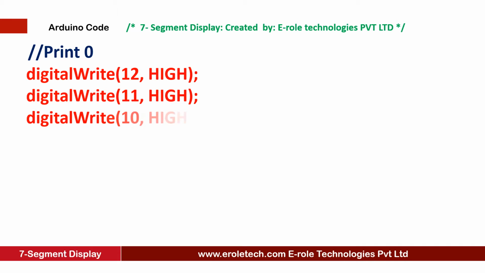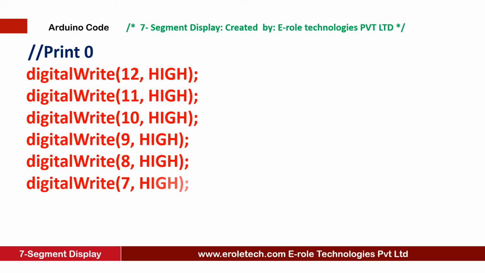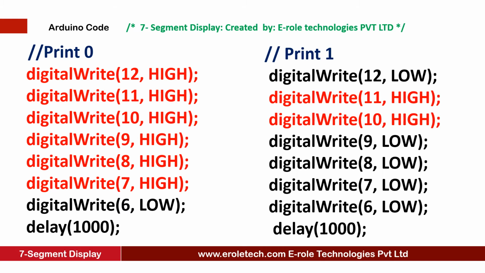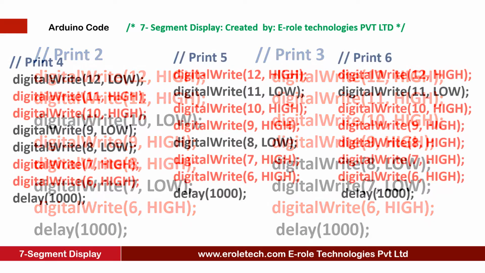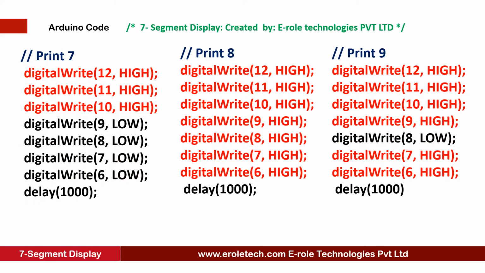To display a 0 on the 7-segment display, we will make pin number 12, 11, 10, 9, 8, and 7 high, and give a low signal to the pin number 6 of Arduino. To display 1 on the 7-segment display, we will make pin number 11 and 10 high, and give a low signal to the pin number 12, 9, 8, 7, and 6 of Arduino. Similarly, we can print the other numbers like 2, 3, 4, etc. on the 7-segment display.